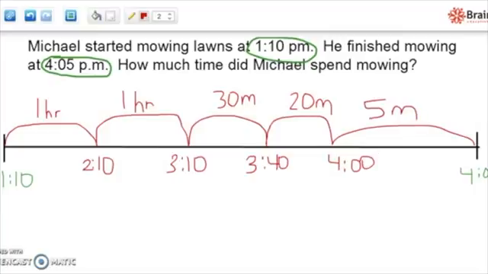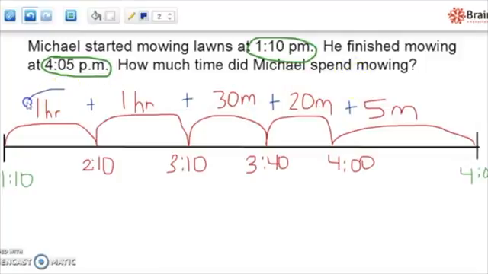Now that we've figured out the hardest part, which is getting from 1:10 to 4:05, all we have to do is add up the total number of intervals to figure out how much time Michael actually spent mowing the lawn. Notice that I've added addition signs between each interval because all we need to do is add up the total time to find how much time he actually spent mowing the lawn.